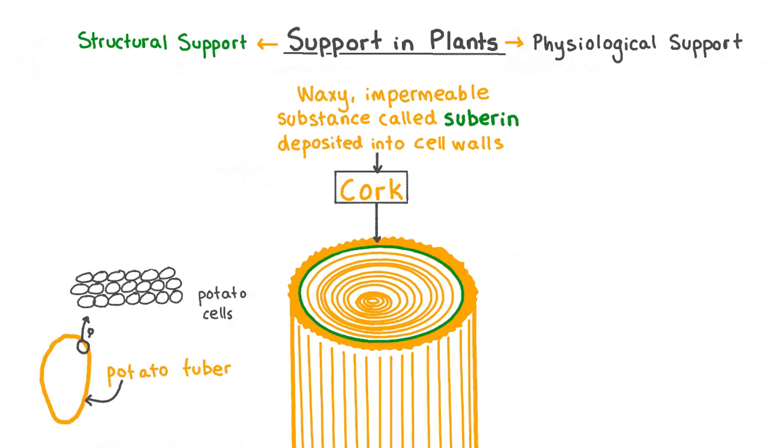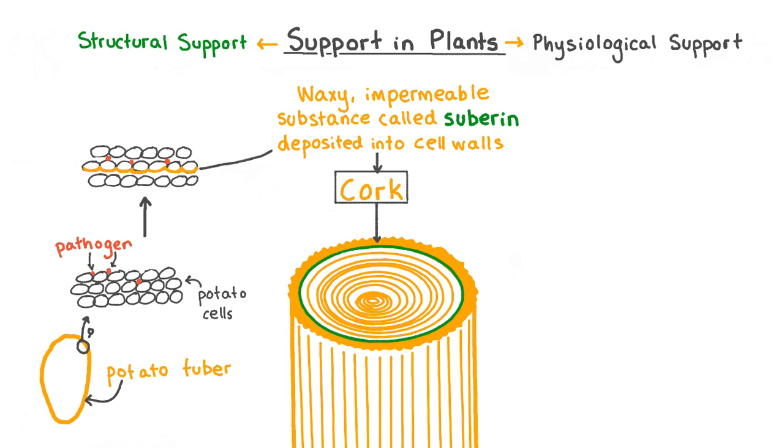In some cells, like those of a potato tuber shown here, an infection by a pathogen can cause cork to form. If the pathogen manages to make its way past the outer cells of the potato tuber, a cork layer can form as suberin is deposited into the cell walls, protecting the innermost cells from infection.